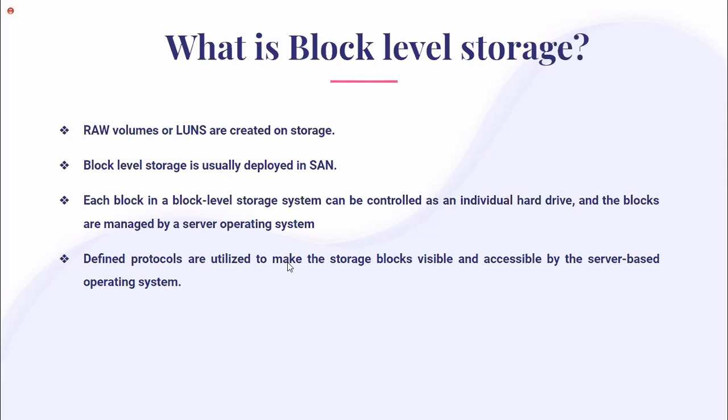Each block in a block level storage system can be controlled as an individual drive. Just for example, if you have 4 disks, each disk can be differentiated as a different block. Or say you have a single hard drive, which can also be divided into different blocks. Say you have a 1 TB hard drive and 4 clients which you want the storage to be shared with, 200 GB each. Then you can create a 200 GB LUN and assign that LUN to host 1, host 2, host 3, host 4, and they start using it. So each 200 GB will be a LUN, and each will be a so-called block.